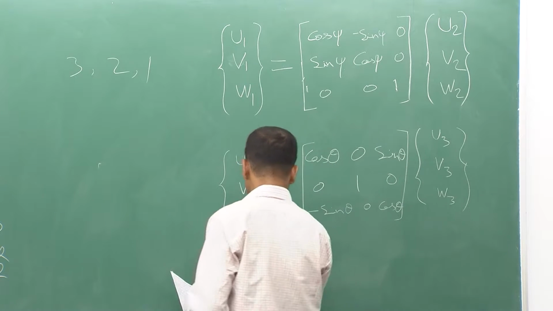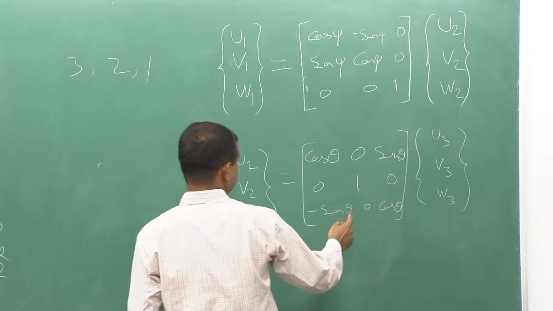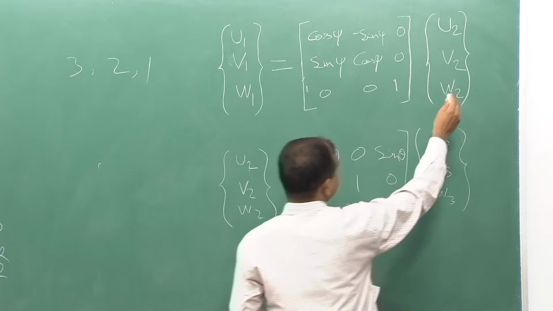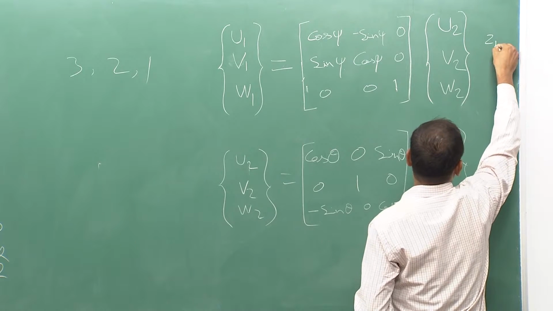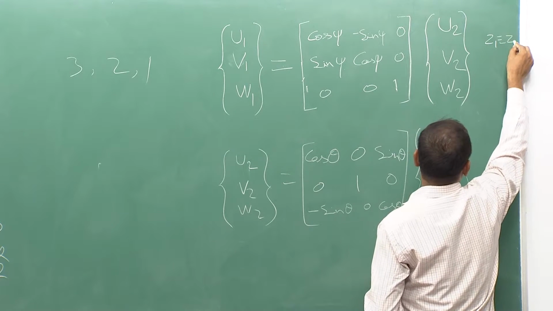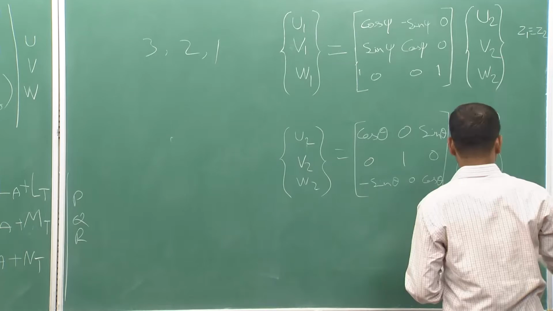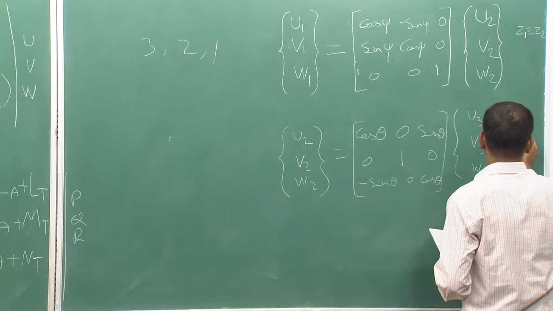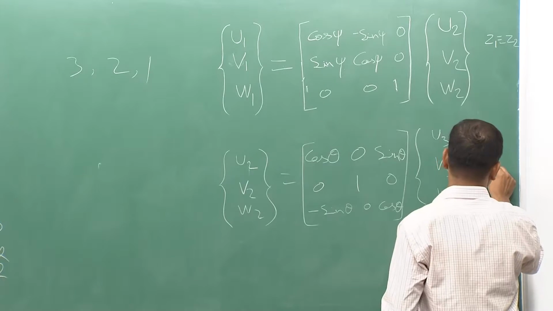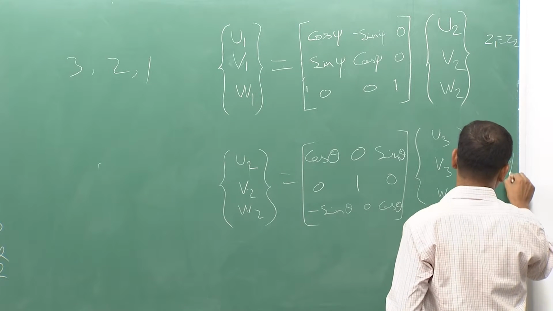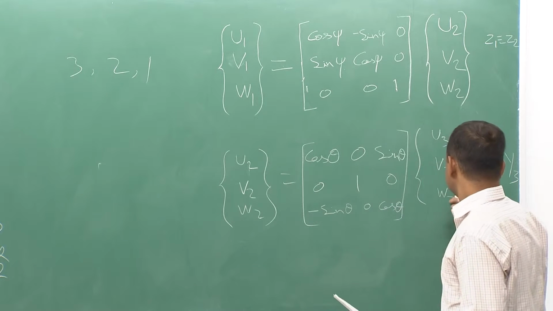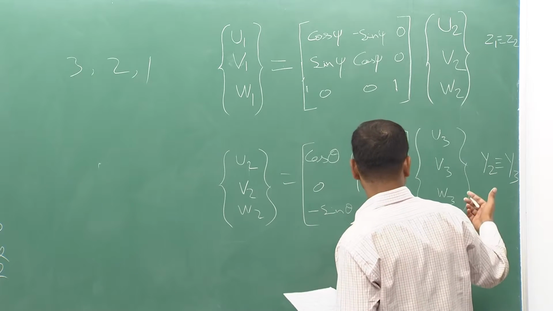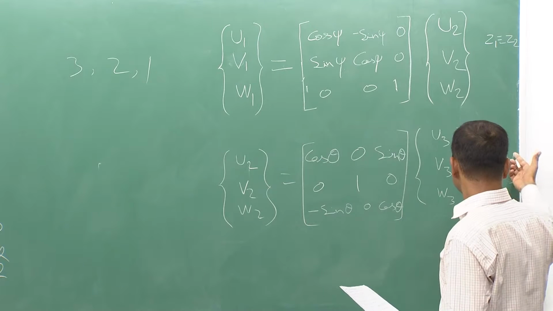And finally, the third rotation. In this rotation we had Z1 and Z2 same. In this rotation we have Y2 and Y3 same, because we are rotating about this Y2, and this after the rotation also it will remain same.